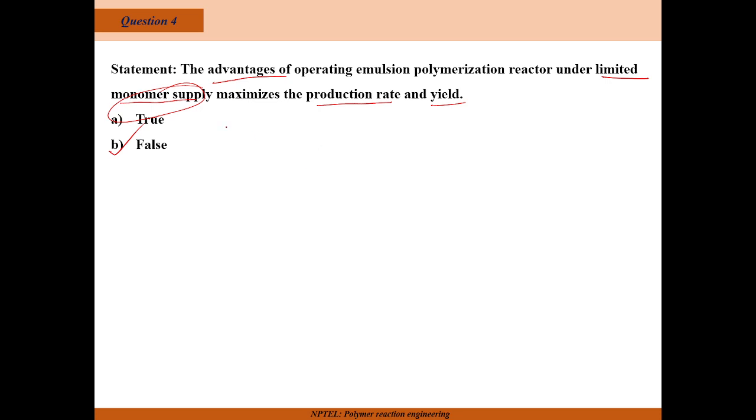The answer to this statement is false, and I think the major reason comes from this particular limited monomer supply. Presence of higher monomer may also be an issue, but there should be some kind of optimum. Limited is giving very minimal, and giving a limited supply and expecting a higher rate is not true. There should be an optimum supply of monomers, and that will give you the maximized production rate and yield.